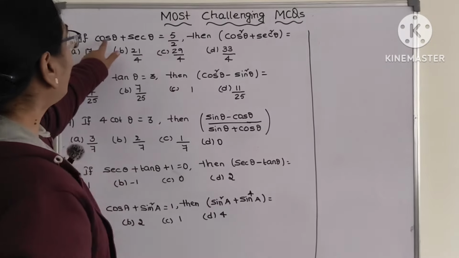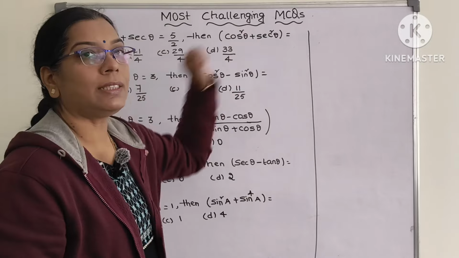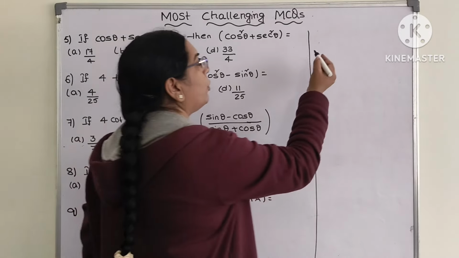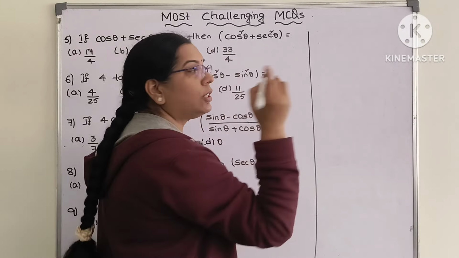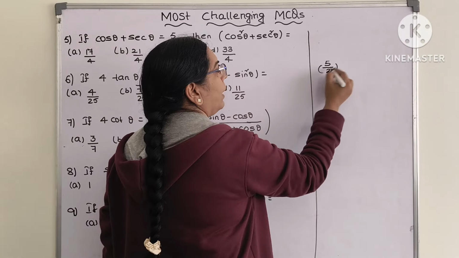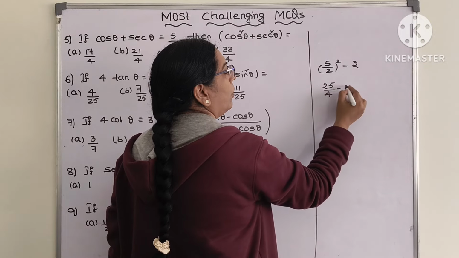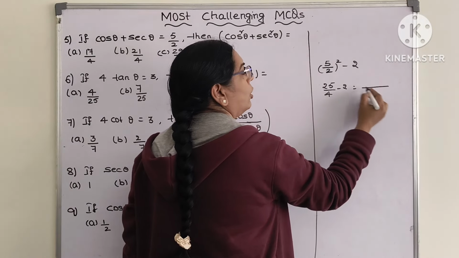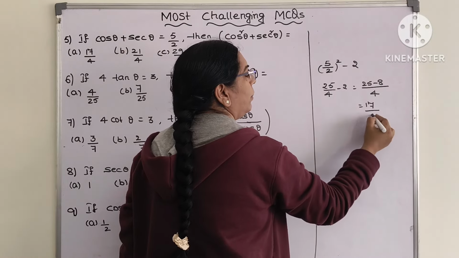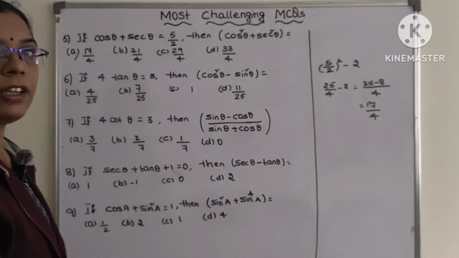The next one, children. If cos theta plus secant theta is 5 by 2, we have to find the sum of cos square theta and secant square theta. Again, what are cos and sec? Cos and sec are reciprocal of each other. Therefore, we can use the short trick. What is given? It is 5 by 2. So, take the square of 5 by 2 and subtract 2 from it. So, 25 by 4 minus 2. LCM is 4. So, this would be 25 minus 8. So, the answer is 17 by 4. Where is 17 by 4? So, option A is the correct option.